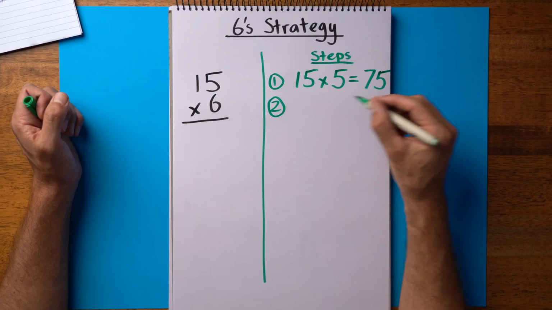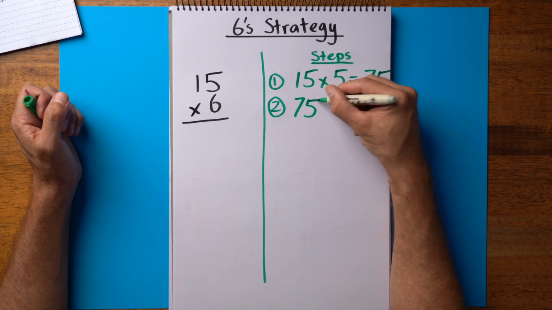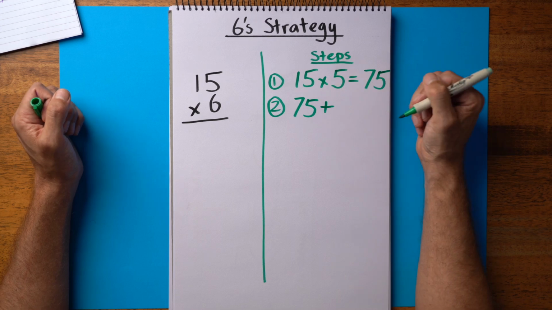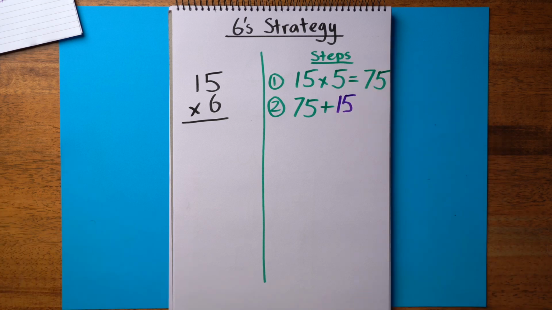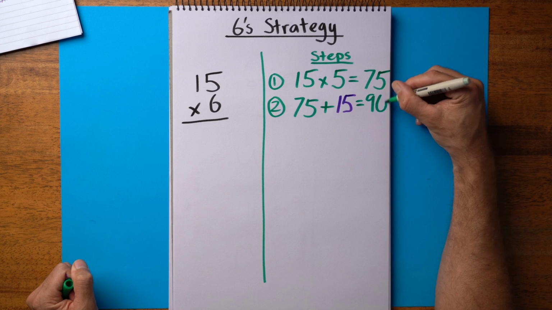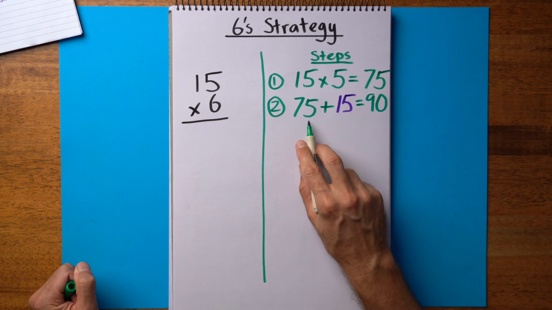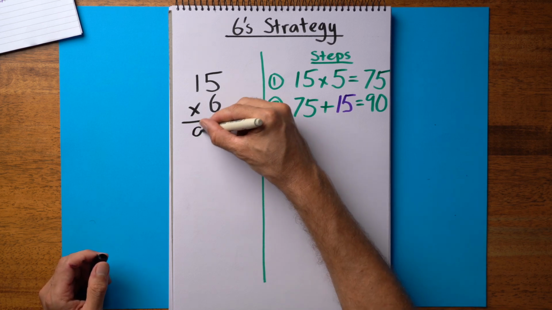Second step, take the 75 and we add to that, add 15 because we had 15 groups. It's going to be equal to 90. I did 75 plus 5 to 80, plus 10 more to 90. Answer 90.